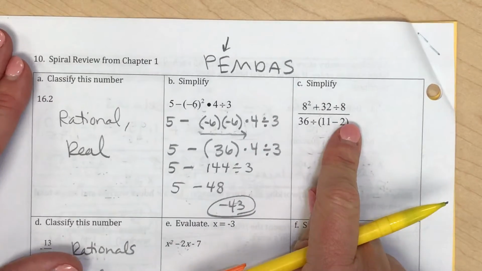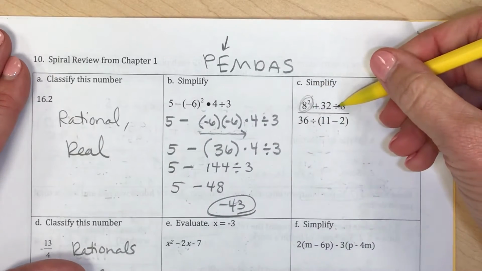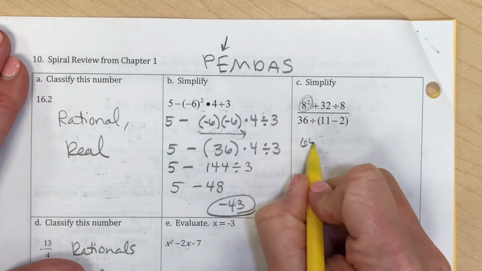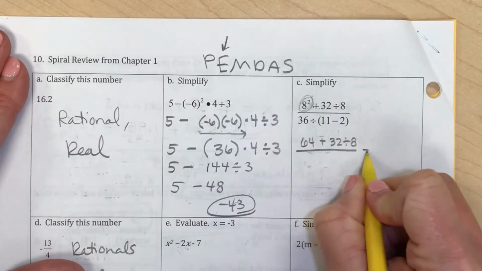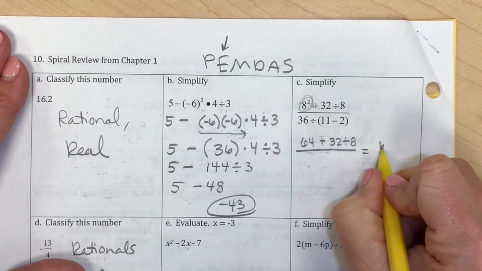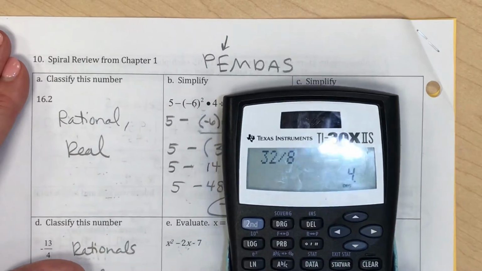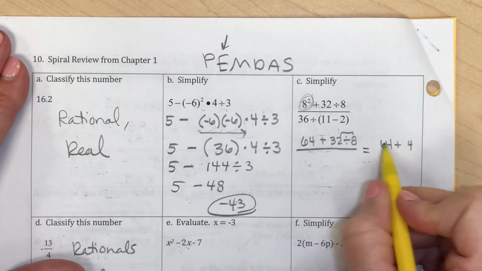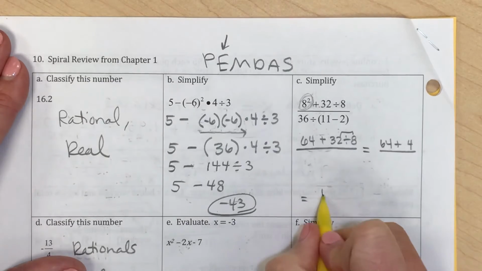Now same idea over here. We want to do our order of operations first. In the numerator, I'm going to start with an exponent that's going to come before the divide, and then last I'll do addition. So I'm going to rewrite my 8 squared as 64. And I'm going to do my division before I do my addition. So 64 plus 32 divided by 8 is 4. So I'm going to replace this here with a 4. And then 64 plus 4 is 68.